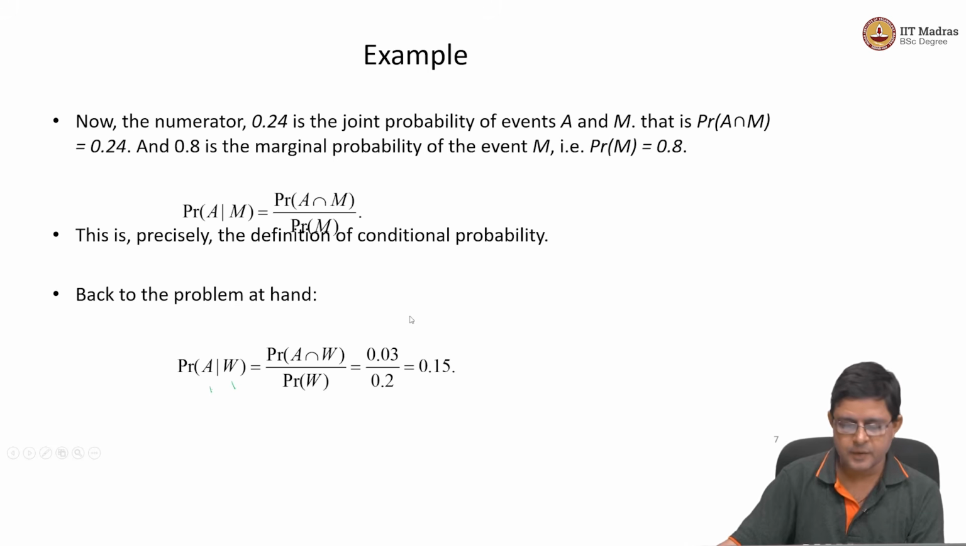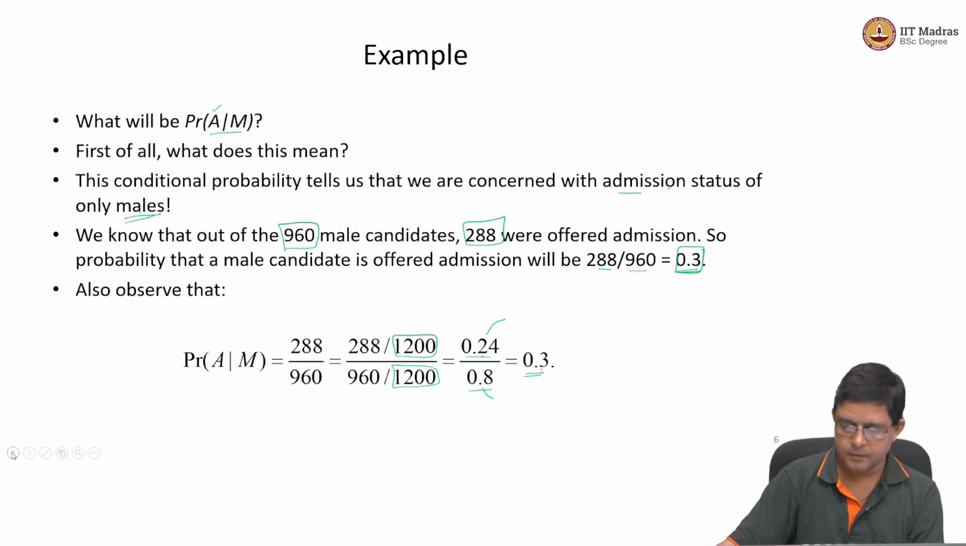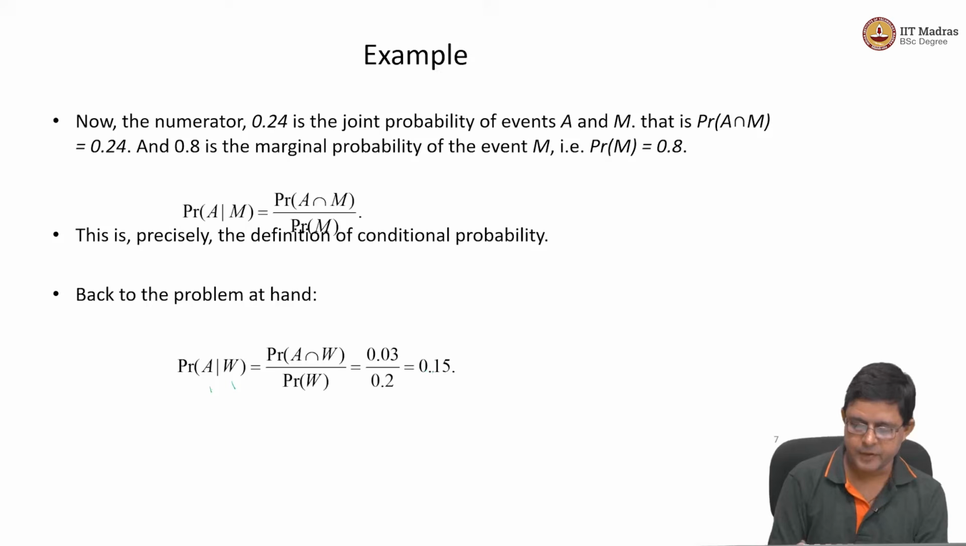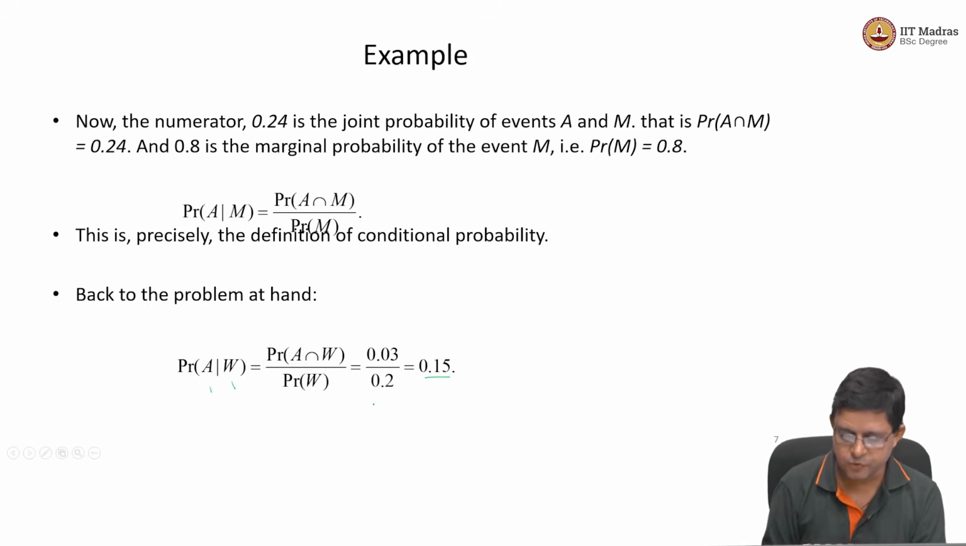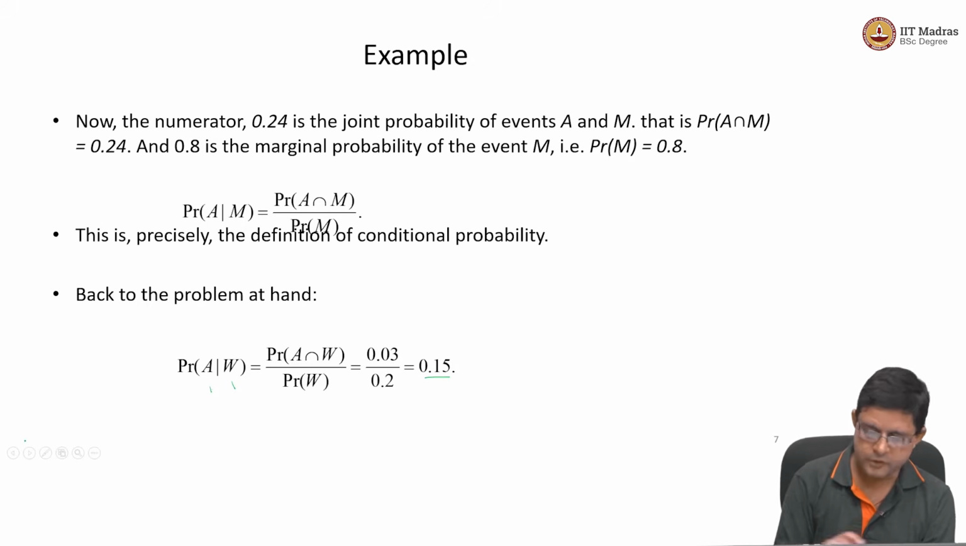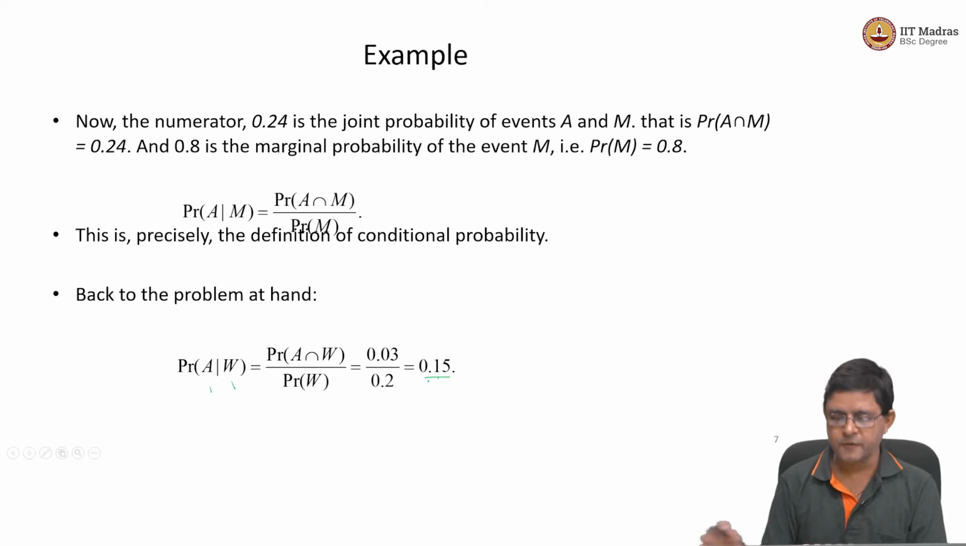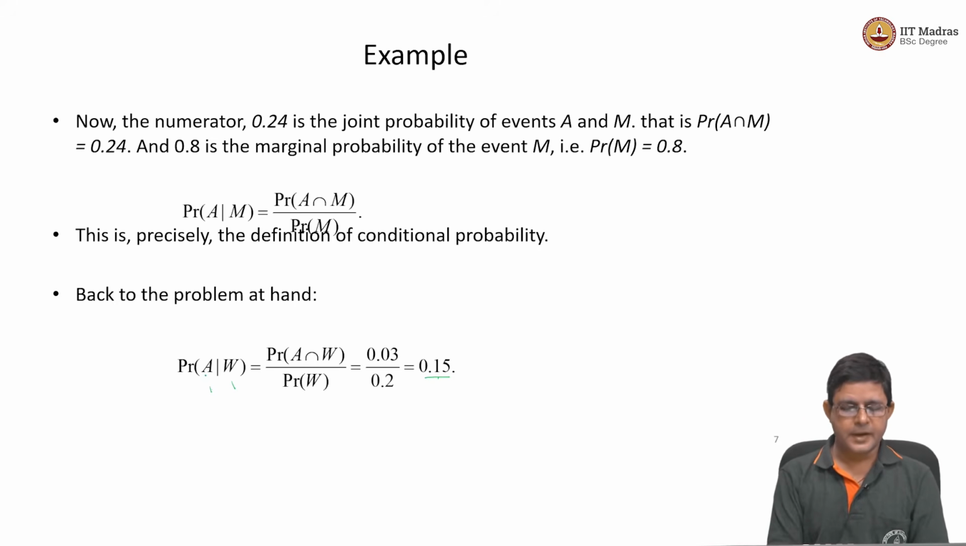Now what do you do to answer the question of discrimination? How do you answer that? Now you compare only the conditional probabilities. Here the probability is 0.3 and here the probability is 0.15. What are these two probabilities? This 0.15 is the probability that an admission offer will be made given the fact that a candidate is a woman candidate. That probability is 15%.